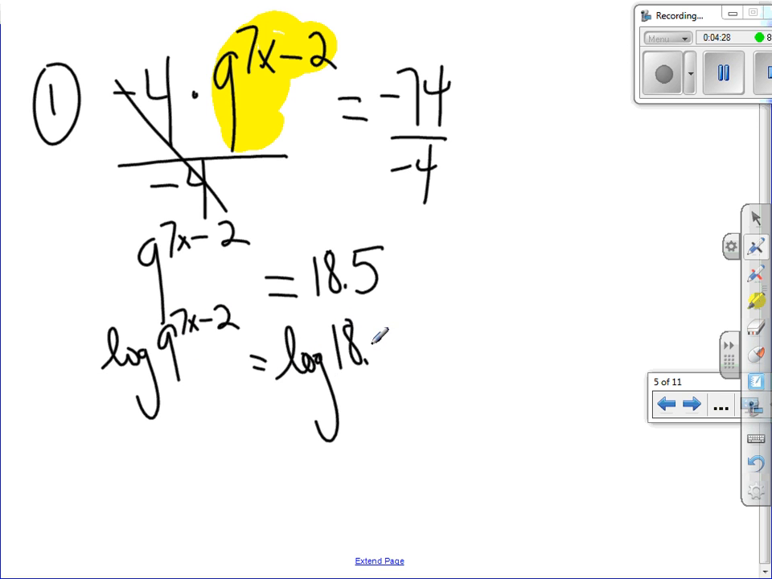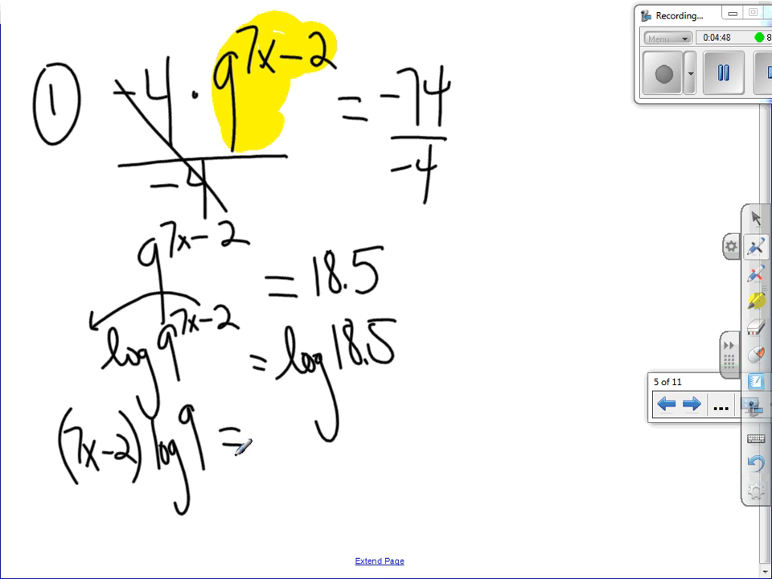And when we do that, we can now apply that property of logarithms that says if I'm taking the log of something and that something has an exponent, I can slingshot that exponent down in front of my logarithm. Now I have this. 7x minus 2 has been freed from that evil 9 that was holding it hostage.